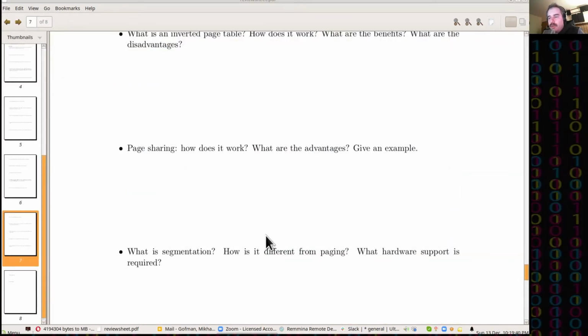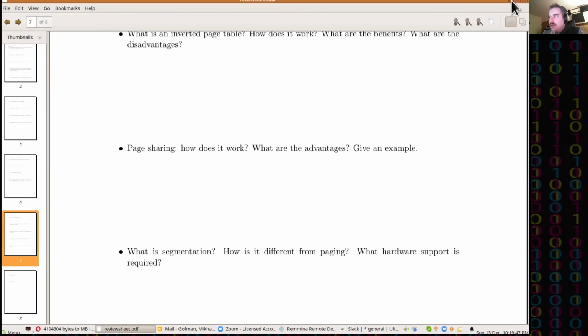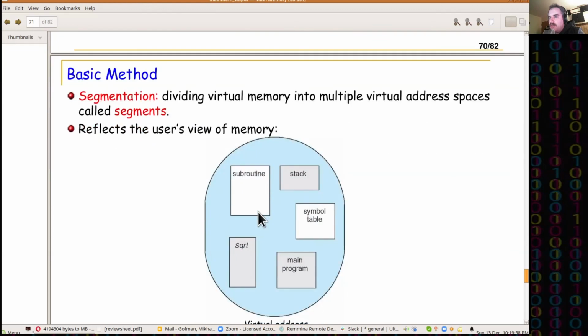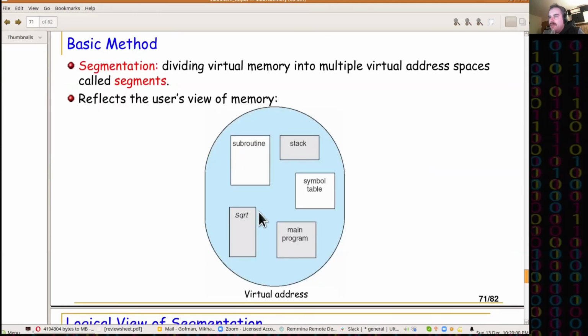The next question asks about segmentation. What is segmentation and how is it different from paging? What hardware support is required? So let's talk about that. In class, we talked about segmentation. It's an alternative approach to memory management and is different from paging.